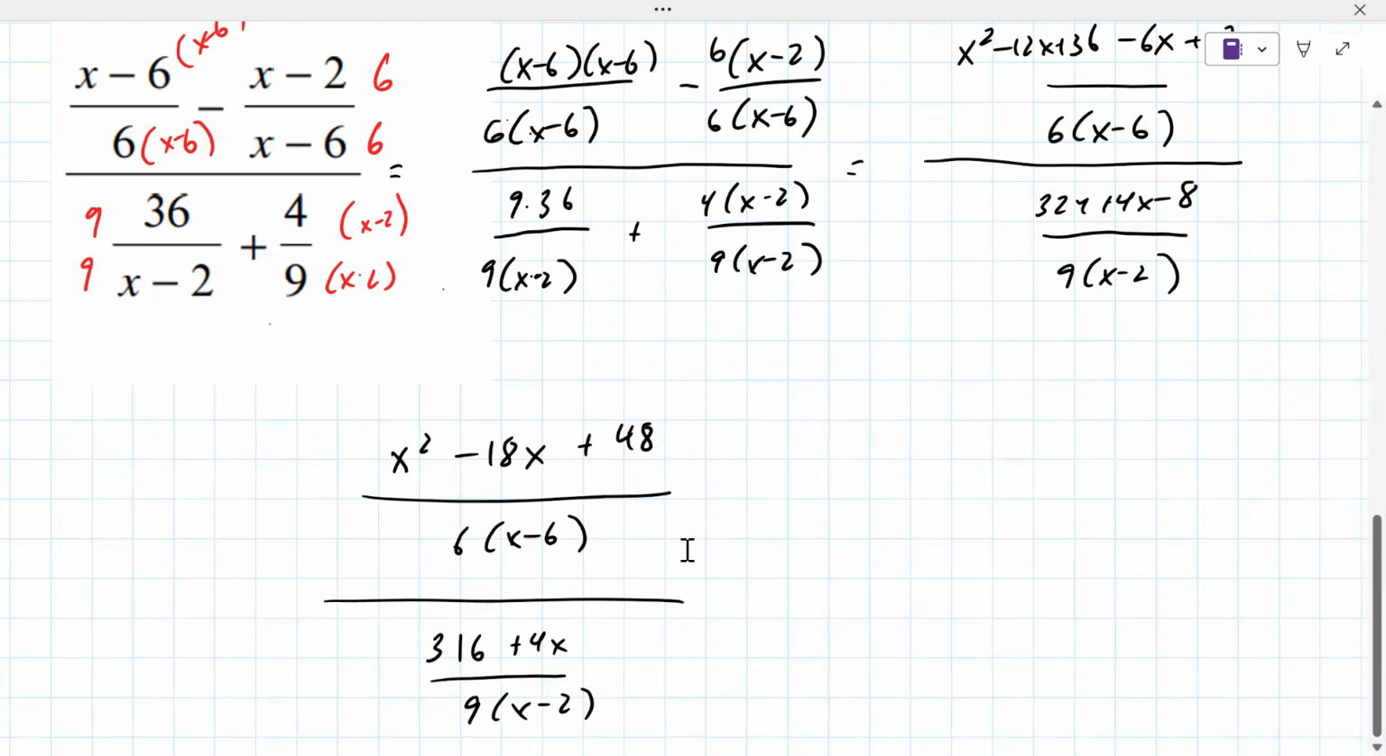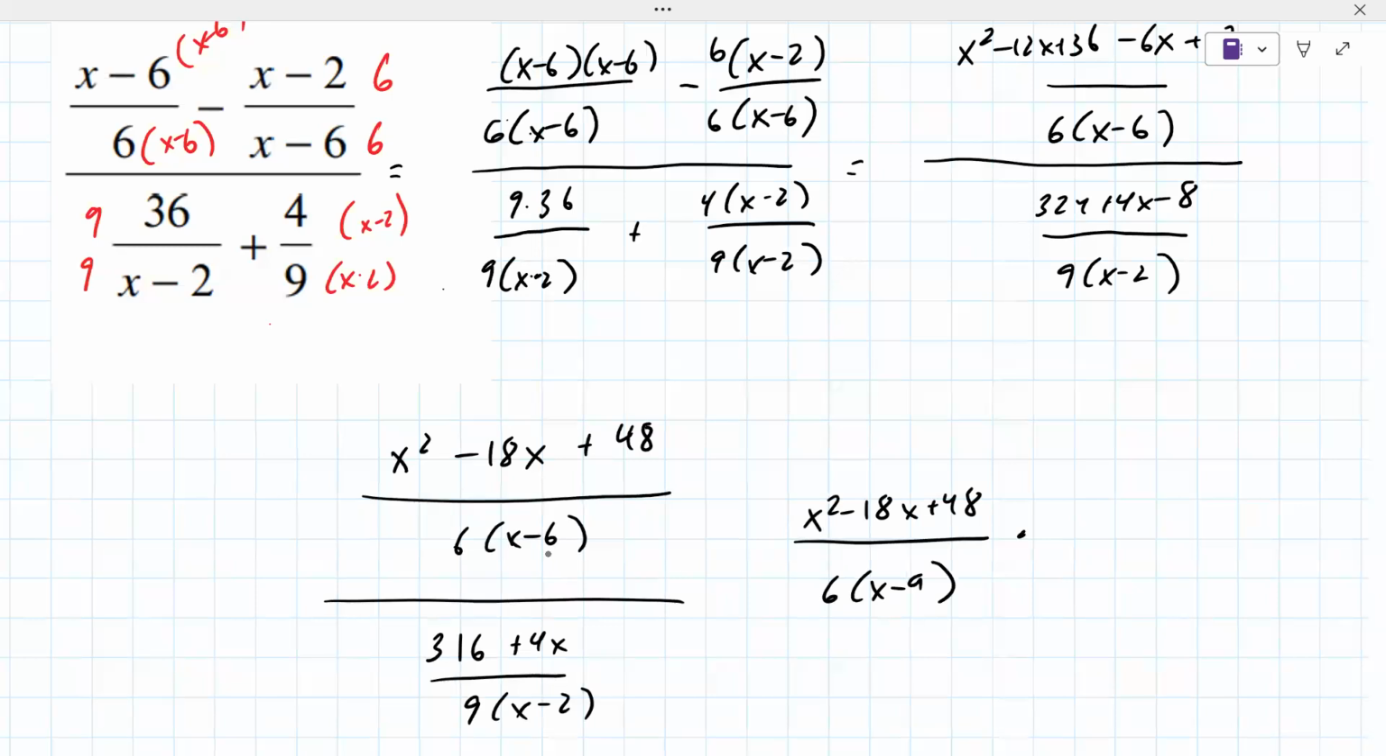And now you would need to multiply by the reciprocal. I'm looking at this x squared minus 18x plus 48 to see if it factors. Doesn't look like it does, but really looks like it might. So this one's really, really messy when you're all done. It's just x squared minus 18x plus 48 times 6 times x minus 9, over 9 times x minus 2. Probably a good idea to put things in parentheses, times 4x plus 316.